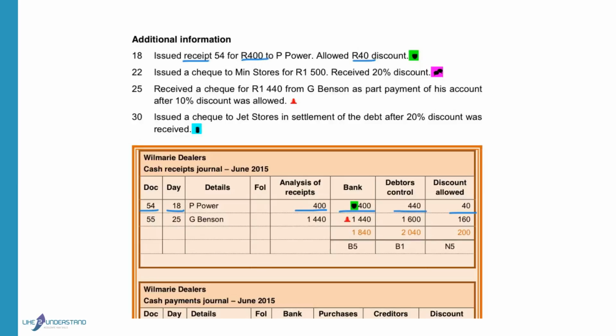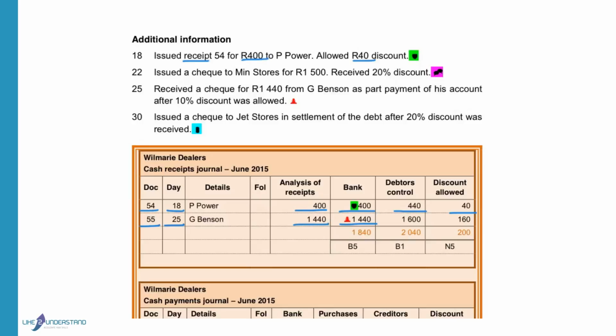On the 25th, we received a check for 1,440 as part payment of his account after 10% discount was allowed. So the next receipt number will be number 545. On the 25th, we will indicate that the amount received in the till was 1,440. At the end of the day, we transferred it to the bank.